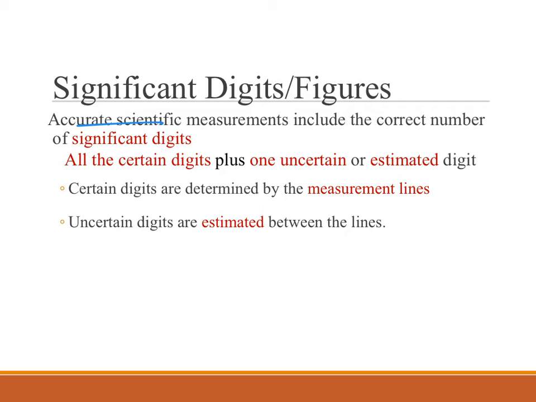measurements because they take into account the digits, the numbers you are certain of in your measurement, plus one more uncertain or estimated digit. The certain digits are ones that we have lines for on whatever measuring device we're using, whether that is a metric ruler or a graduated cylinder. The certain digits have actual lines there, and then the uncertain digits are what we estimate between the lines.